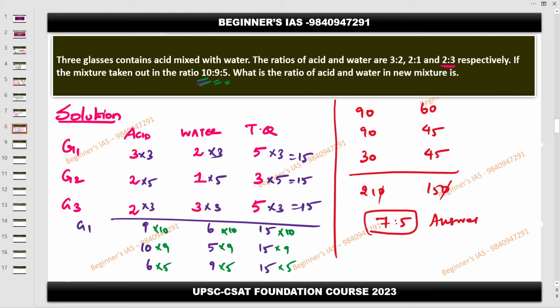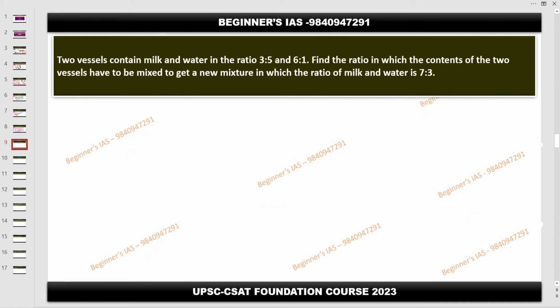Yes sir. Fine. So now, 2 vessels contain milk and water in the ratio. Find the ratio in which the contents of the 2 vessels have to be mixed. Listen carefully. This question is the reverse concept. If you need, read again. 2 vessels contain milk and water in the ratio 3:5 and 6:1. Find the ratio in which the content of the 2 vessels have to be mixed to get the new mixture which is in the ratio.